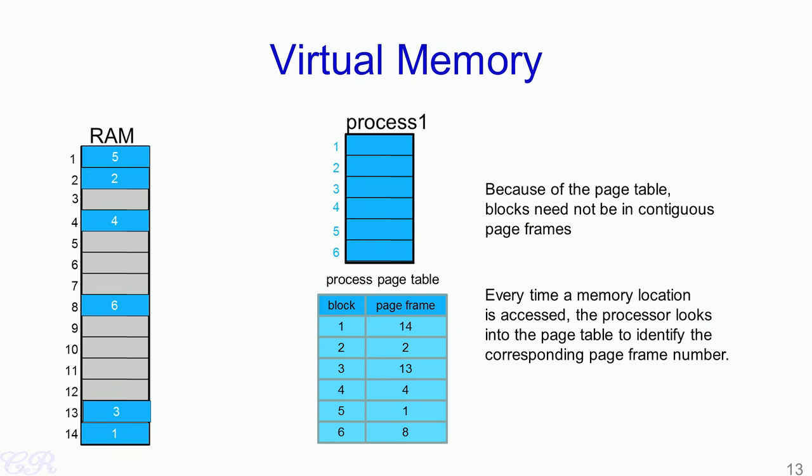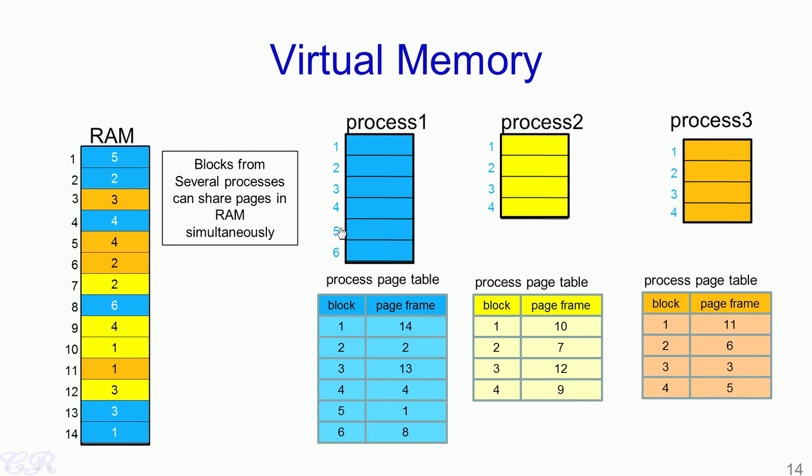Now, we mentioned that every process executing in the system would have its own process page table. Thus, if you have a second process, process 2 will also have its associated page table, and process 3 will also have its associated page table. The memory associated with these processes, as we have seen, is present in the user space region of the memory.